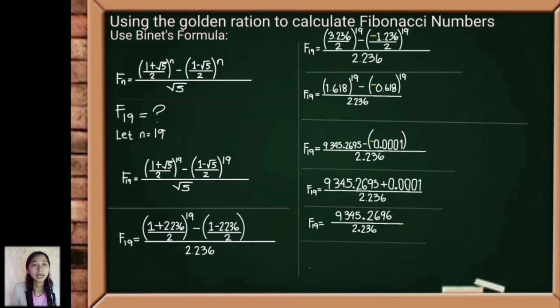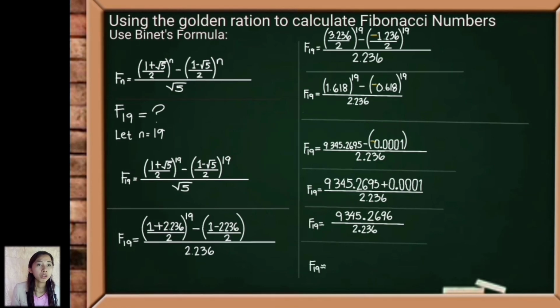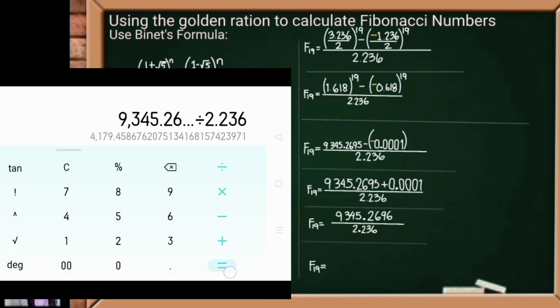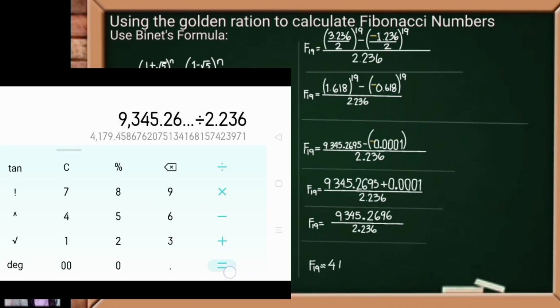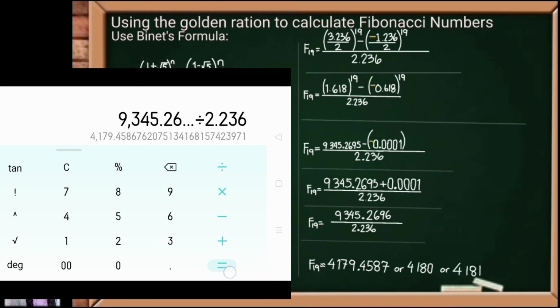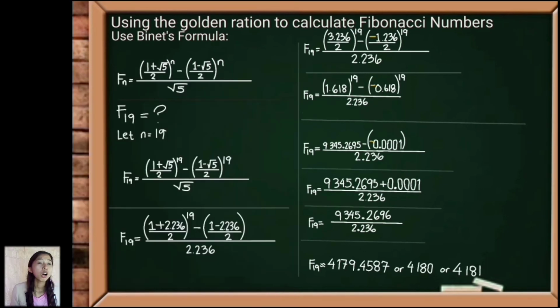So if we were to divide that, the answer would be F19 is approximately equal to, so that sign with the curve equals, that is what we call approximately equal. So F19 is approximately equal to 4,179.4587, or if we were to round off that to make it a whole number, that's 4,180 or 4,181.